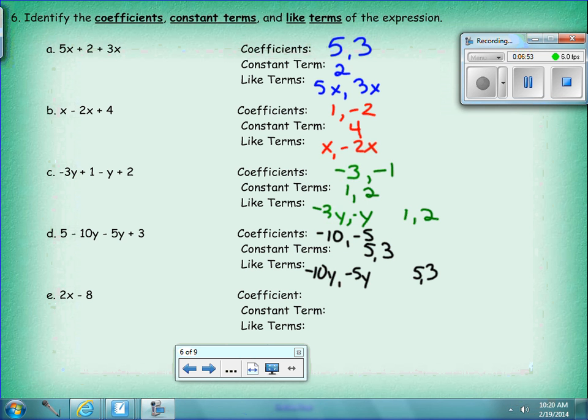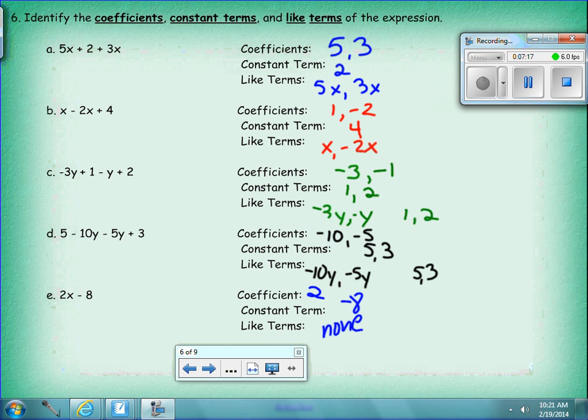I need to go back and correct myself on C. The like terms are negative 3y and negative y, and then 1 and 2. On D, the coefficients are negative 10 and negative 5. Constant terms are 5 and 3. The like terms will be negative 10y, negative 5y, and the other set would be 5 and 3.